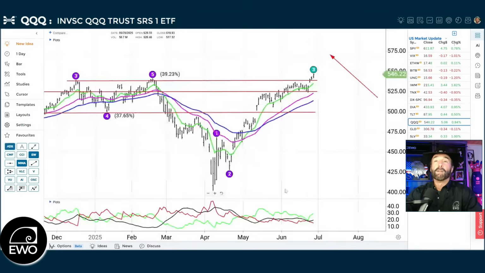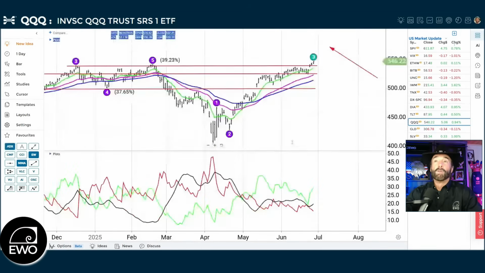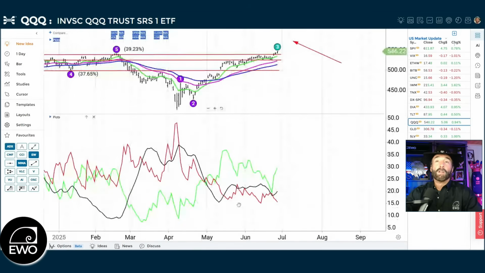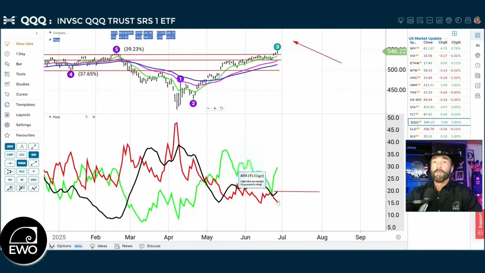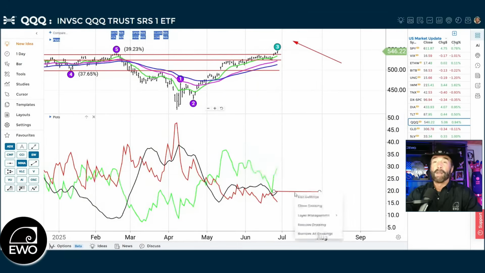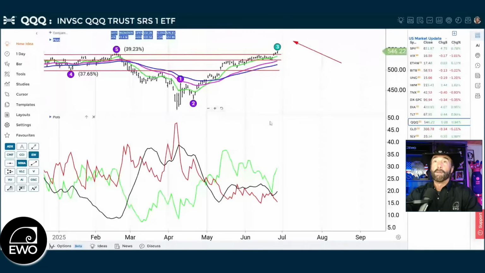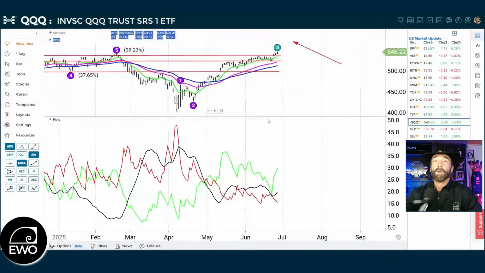If we take a look at the DMI on the Qs, it's setting up rather nicely. You can see the ADX has turned higher. We have good separation between the two directional indicators. However, we have not yet broken that 20 level on the ADX. We're right there. But I really want to see that ADX break above 20 and have the separation maintained between the two directional indicators. I've seen a lot of times where the ADX will go up to 20 and roll over, so it's got to break it. But if it does, maybe there's even more room to run in the Qs. So we'll wait and see how that plays out.